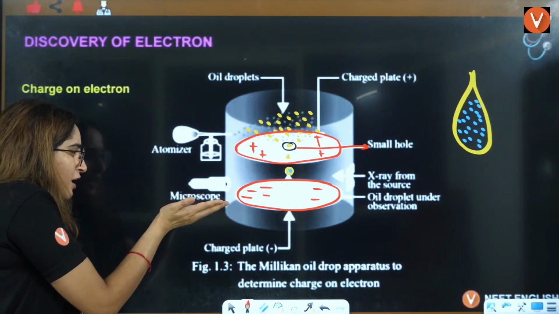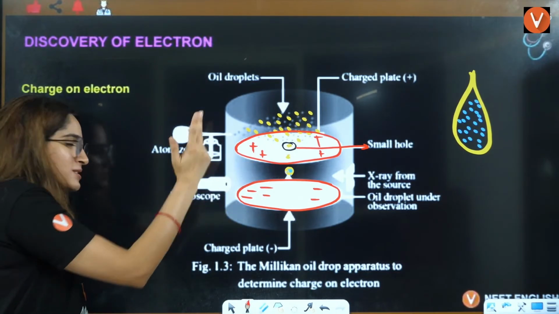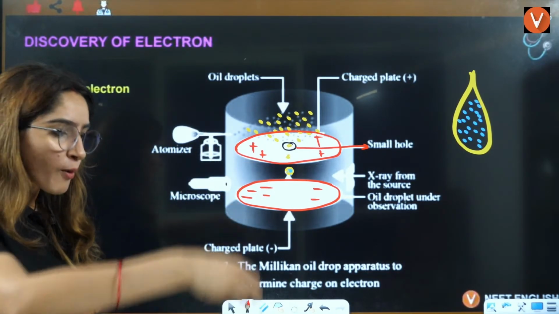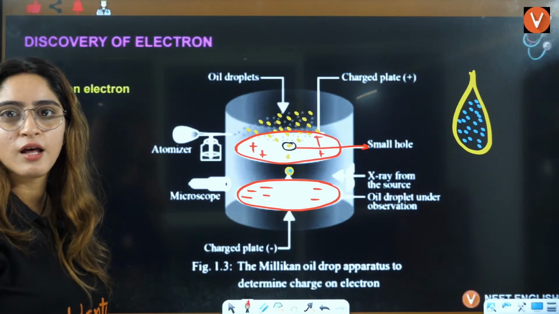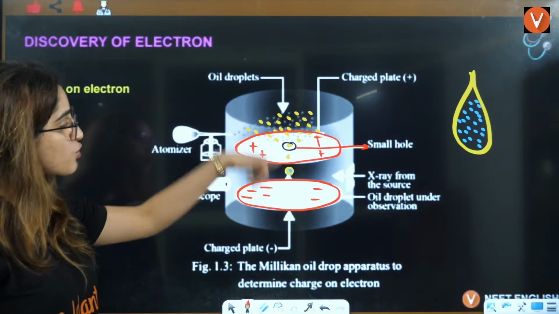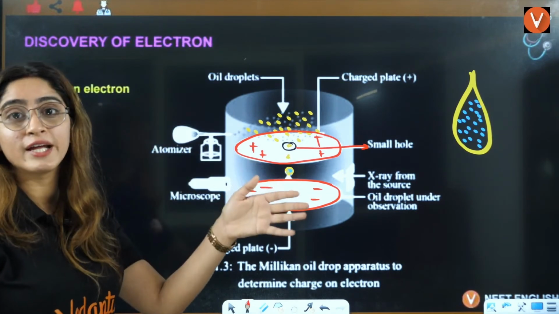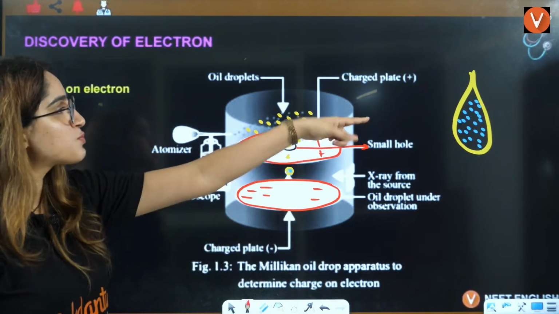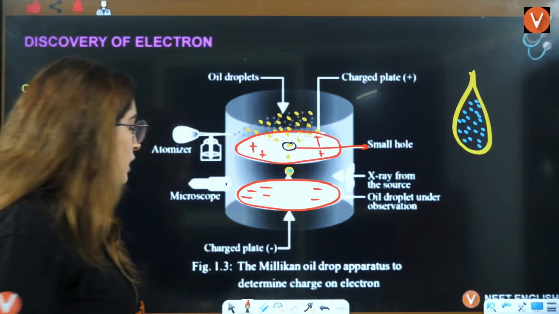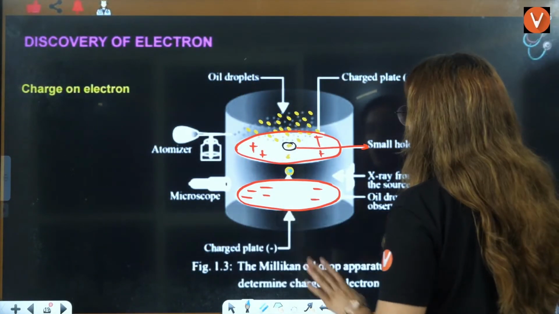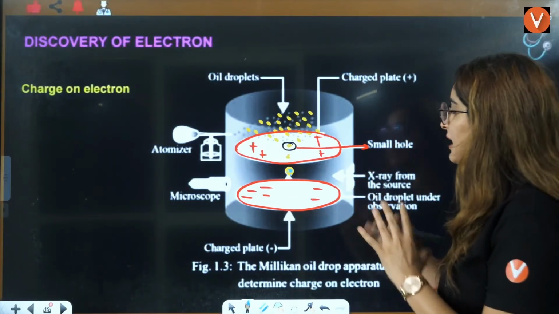Now, what he observed is that this oil drop is stable. This oil drop is not going downwards. Now, this is the miracle. The oil drop is not going downwards. That's why this person who is actually observing it was able to understand this particular situation. So, why is it not moving down? Because of some static stability here.